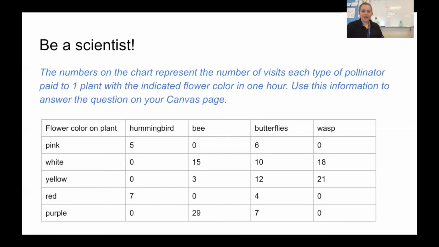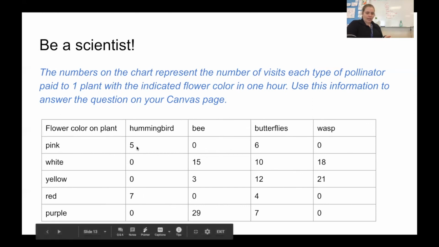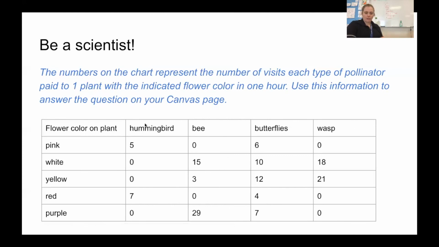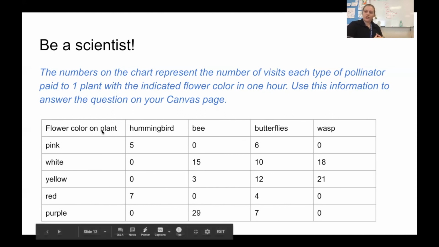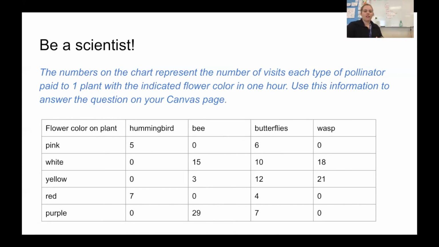So I want you to practice being a scientist. I've given you a question on Canvas on your note guide to talk about here. So here you have flower colors, and we have different organisms, and you have the number of times one of these types of organisms was witnessed visiting a plant with this colored flower. So using just this information, I want you to try to either come up with the question or the hypothesis or the experiment that might have been used to get this data. So look at your note guide to determine what that question is.